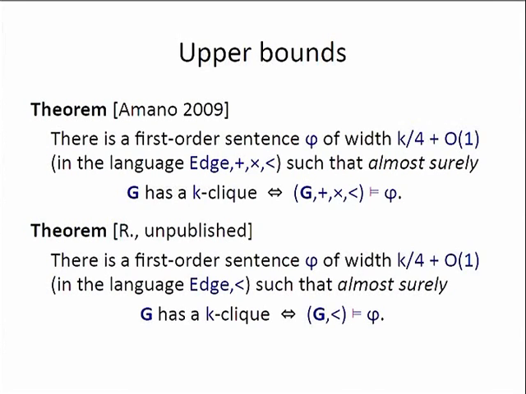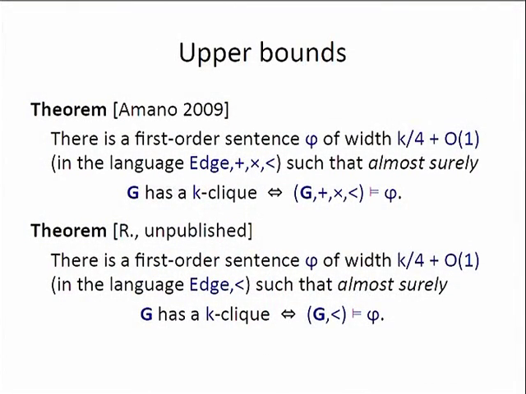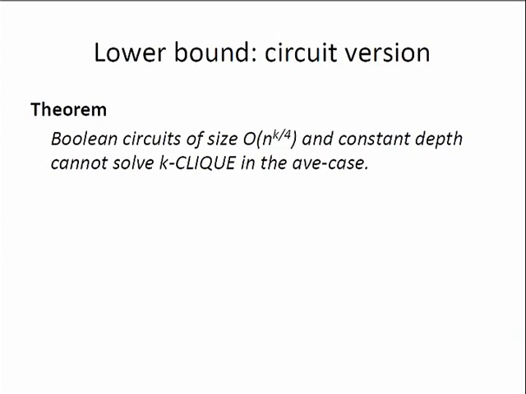So I wanted to mention some upper bounds for this problem. In fact, this k over 4 turns out to be tight in the context of average case definability of k-clique. Amano gave a first order sentence of width k over 4 plus some constant number of variables in the language of graphs with arithmetic, which almost surely defines the existence of a k-clique for this random graph G at the threshold. And a recent result of mine, still unpublished, is that if you only have a linear order, then still with k over 4 plus constant many variables, you can almost surely define the presence of a k-clique. So that kind of shows that the lower bound is really tight for the k-clique property.